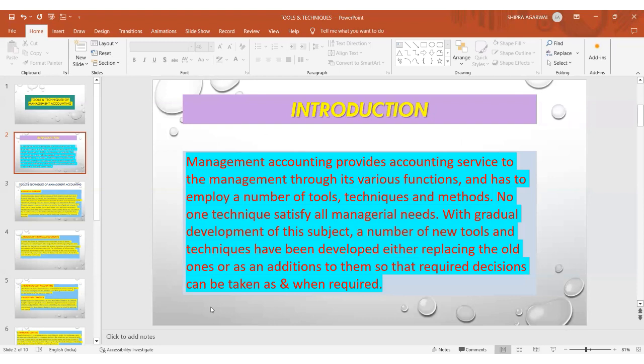Right? So basically, management accounting is providing you with the accounting service to the management. And how do they provide that? Through their various functions. And when they apply their functions, they need to employ a number of tools and techniques, or what we call methods also. But it's not that just one technique will serve your purpose for each and everything, right? So you need a number of tools and techniques. And over a period of time, we have observed that new tools have been developed, which have either replaced the older ones or are just an addition to them, so that we can take the required actions or decisions as and when required.